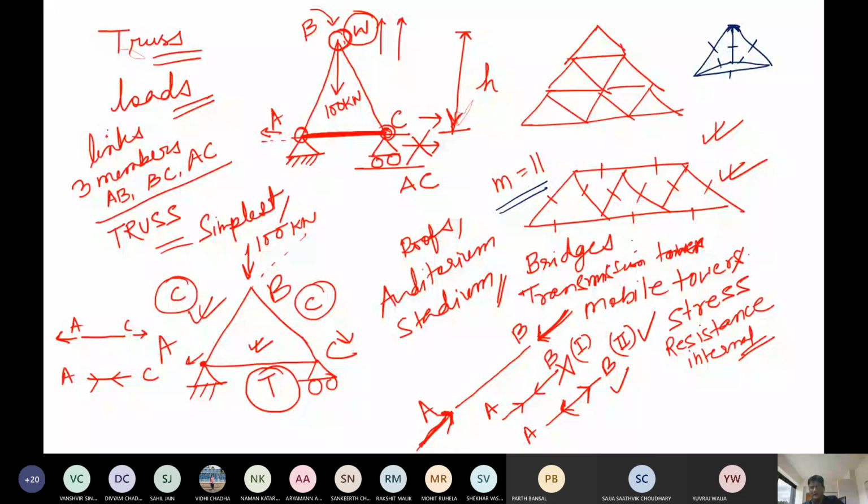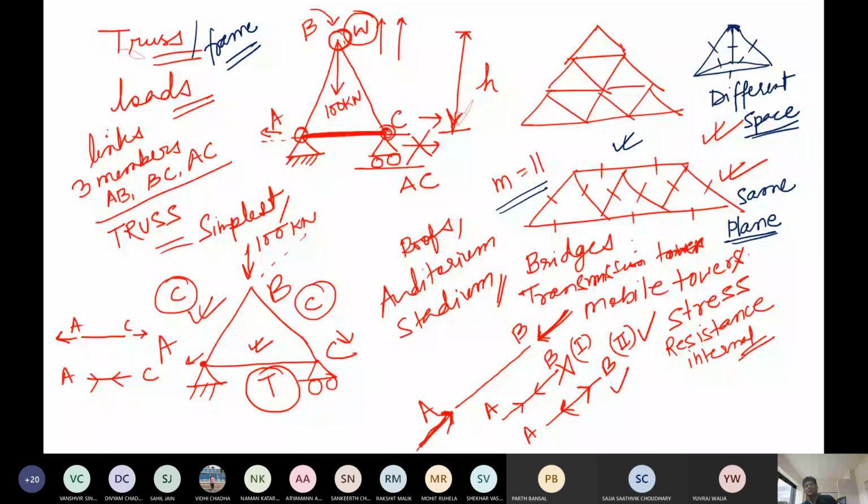Plane truss or plane frame, we also call it. There are many times we use the word frame also. So we can call that plane truss or plane frame, and then we can also call it space truss or space frame. So you all understand the difference between plane and space? Yes. So now this is the difference between plane and space frame.